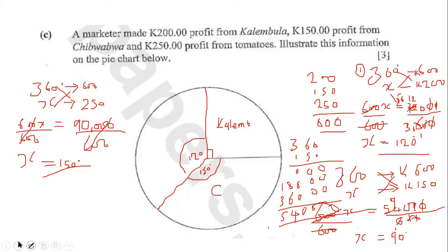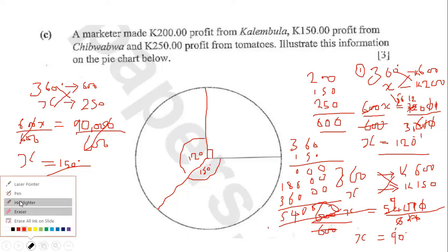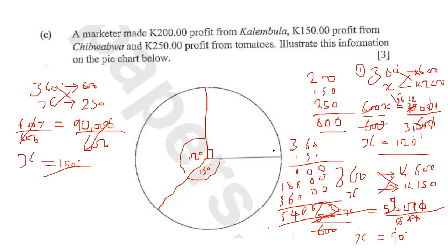Let's follow them properly. Make sure you don't switch. So let me write them properly now. We are saying the 90 degree here, we are solving for the 150, and the 150 was from Chihuahua. So this is the Chihuahua. Then the 120 here, we are solving for the 200, and the 200 came from Calembla. So here, see, Calembla, and this one came from tomatoes. So this is how you illustrate this information on a pie chart.